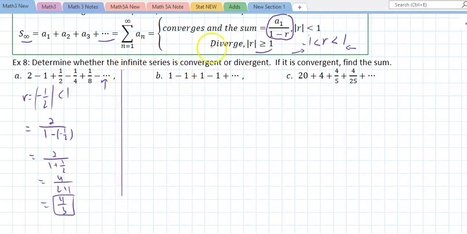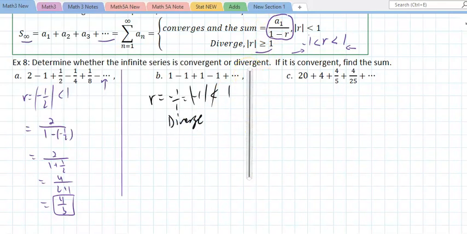Similarly, if I look at this, this is a geometric sequence. You're multiplying by -1 every time. In absolute value, that is not less than 1. So this diverges.